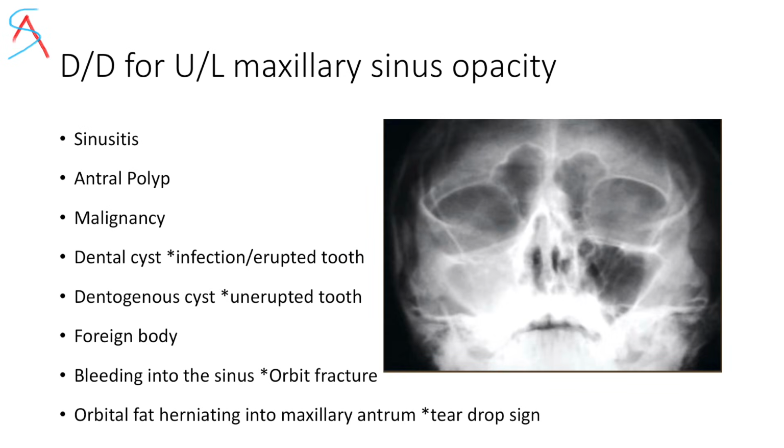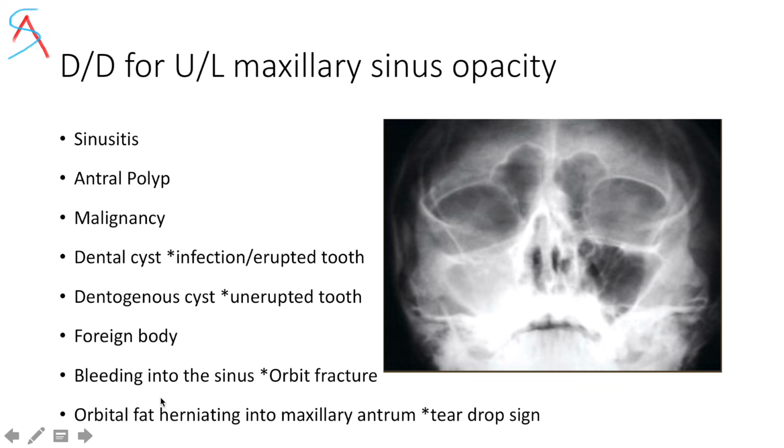Most of the time they will show you an X-ray with a unilateral maxillary sinus opacity. The differential diagnoses for unilateral maxillary sinus opacity are sinusitis, antral polyp, malignancy, dental cyst, dentigerous cyst. The difference between dental and dentigerous cyst is that a dental cyst is from an infection of an erupted tooth. A dentigerous cyst is because of an unerupted tooth.